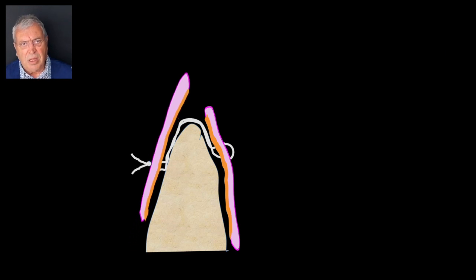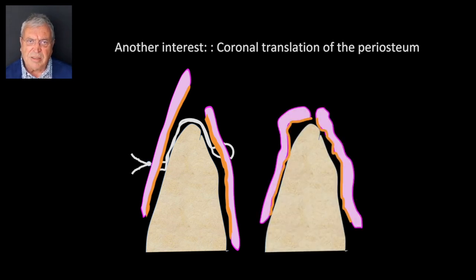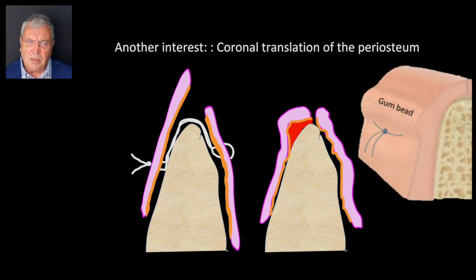But at the same time, when we tighten the threads, we make a coronal translation of the buccal flap and then of the periosteum. And when we close, we have an excess of soft tissue, and we are creating an increase of the thickness. Simply by a suture, you can increase the thickness of the soft tissue. I want to show you.